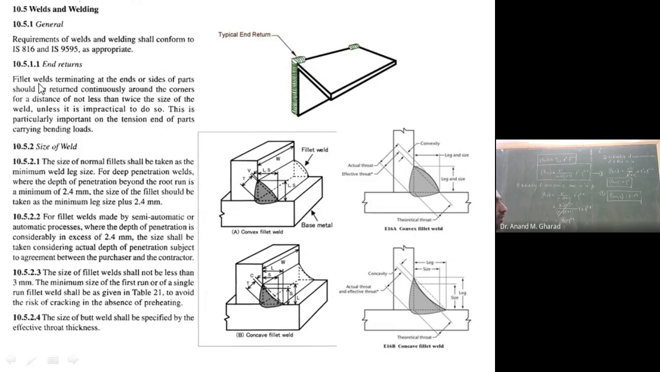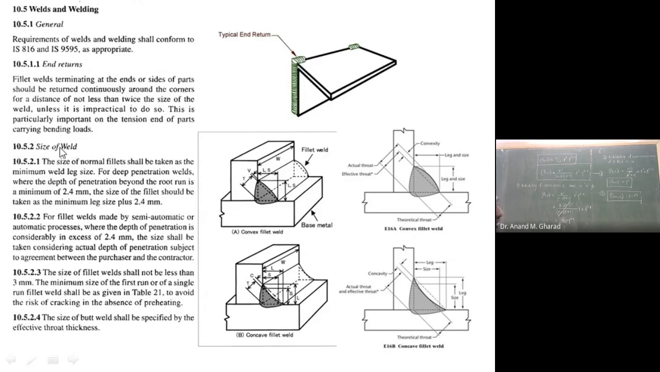And for that, as per this clause, this is I think page number 78 of your IS 800. Fillet welds terminating at the ends or sides of parts should be returned continuously around the corners for a distance of not less than twice the size of the weld. 2 times size of the weld. Size of the weld is represented by capital S. Okay, so it is 2 times S. This minimum requirement is given here.